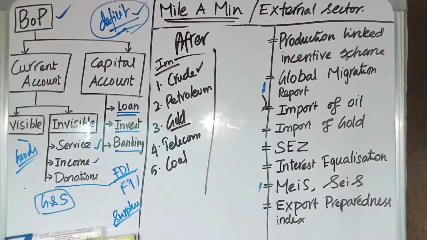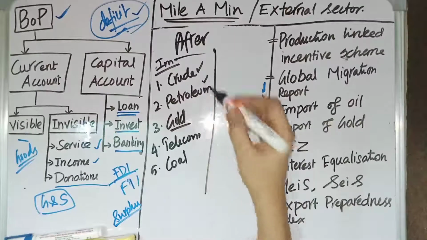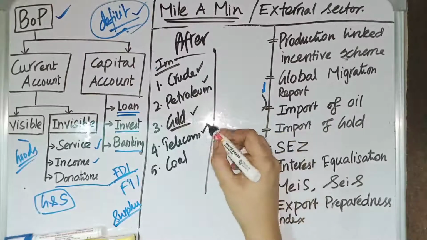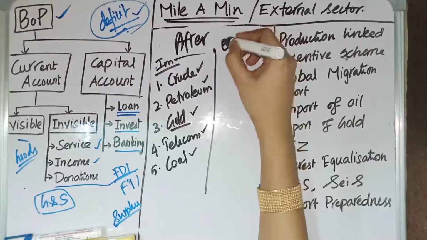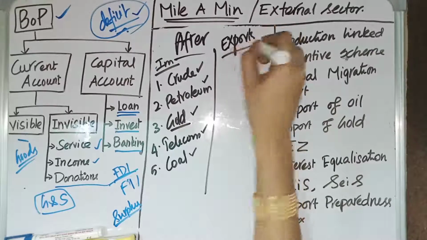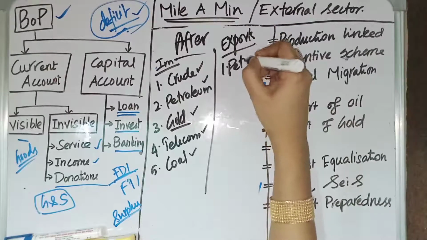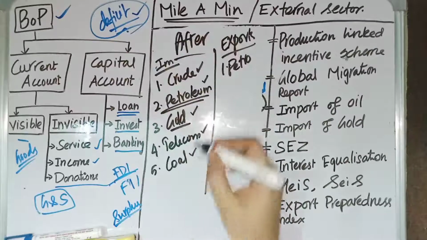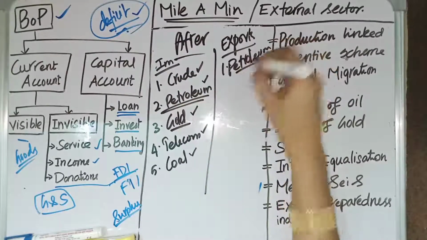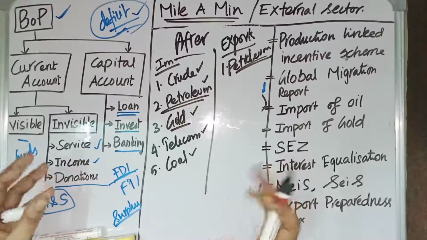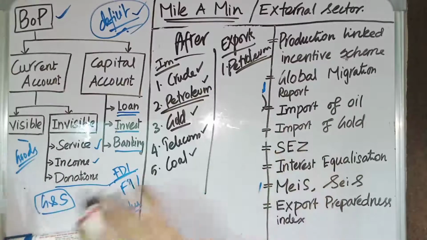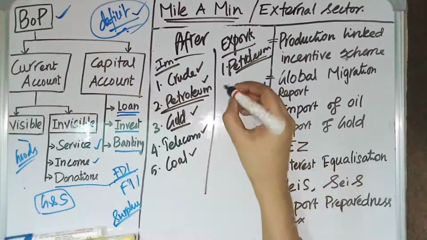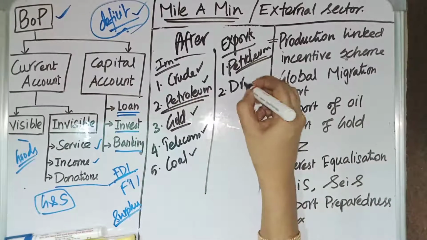Relating to imports, the top one which we import more is crude oil. Then second is petroleum products. Third, gold. Fourth, telecom instruments. Fifth is coal. And in exports, the top one which we export more is petroleum products. You can ask why here we import more and here we export more. Actually what we do is some value addition. We import the petroleum products, give some value addition to them, and export them to other countries. So first is petroleum products, second is pharmaceuticals.